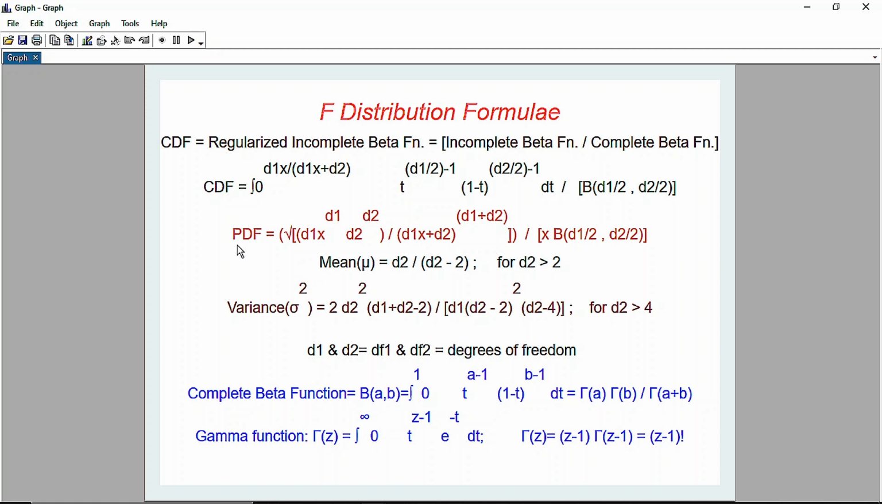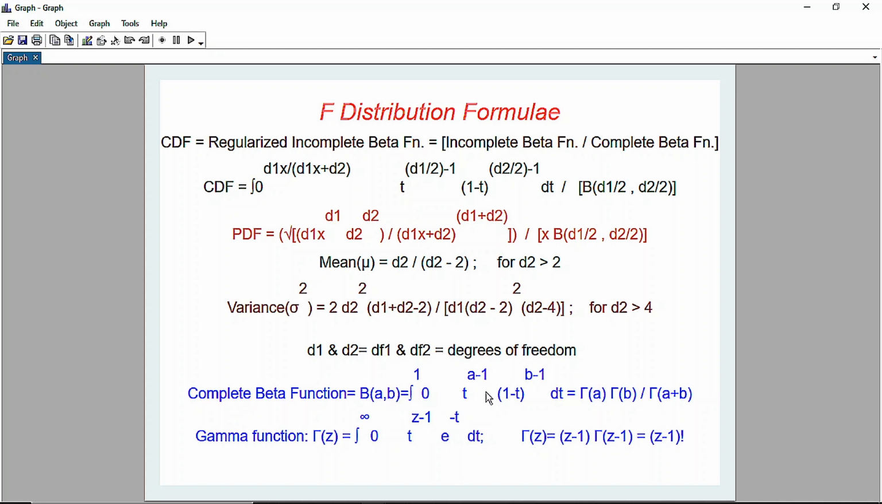Now let us see how we calculate the PDF. PDF is equal to the square root of (d1x into d2 to the power d2) divided by (d1x plus d2) to the power d1 plus d2, divided by x and the complete beta function for the parameters half degrees of freedom 1 and half degrees of freedom 2. For the parameters a and b, we get the complete beta function when we integrate from 0 to 1. If we integrate from 0 to any other value, that becomes the incomplete beta function. So from 0 to 1, t to the power a minus 1, 1 minus t to the power b minus 1, and we integrate with respect to t.